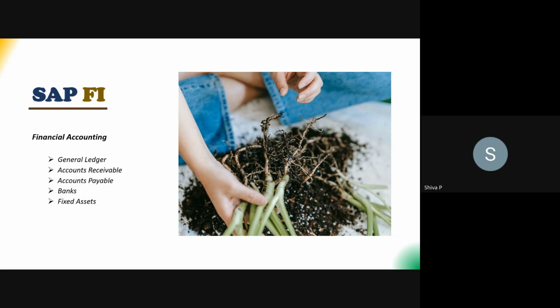As part of fixed assets, what are we going to learn and how are we going to apply it? One is classification. The second is depreciation requirements, books of account. The third is depreciation keys. The fourth is depreciation types. That way, we need to proceed in SAP.